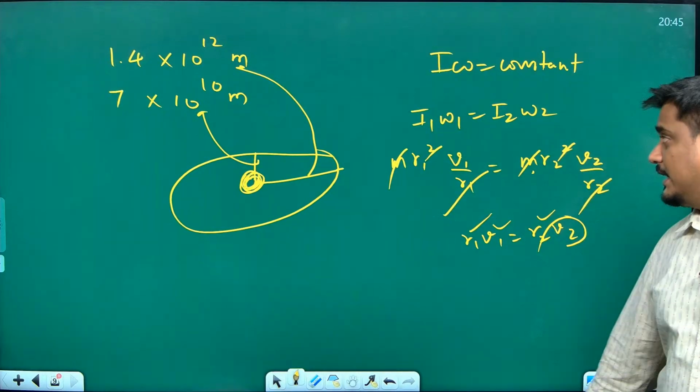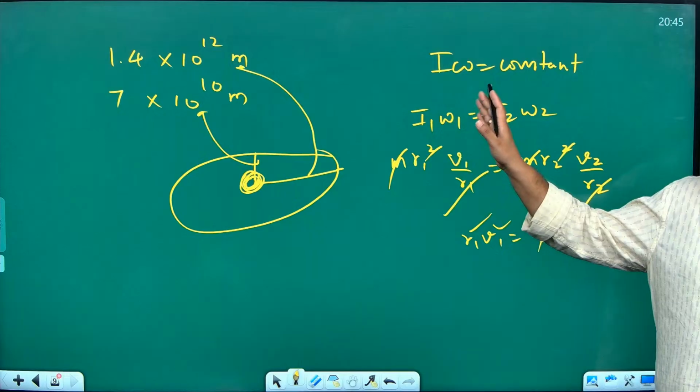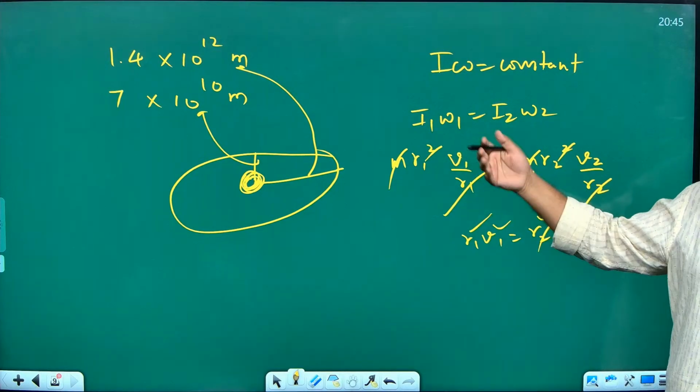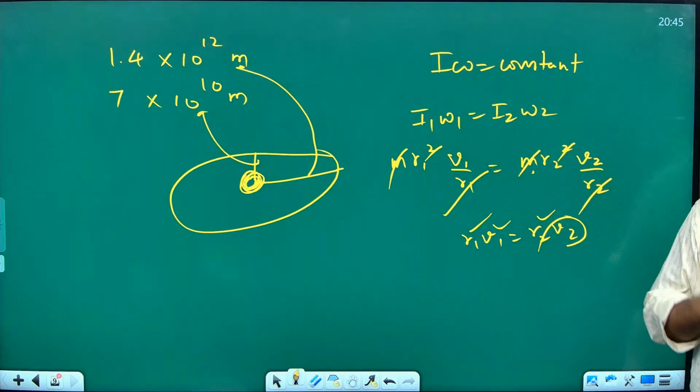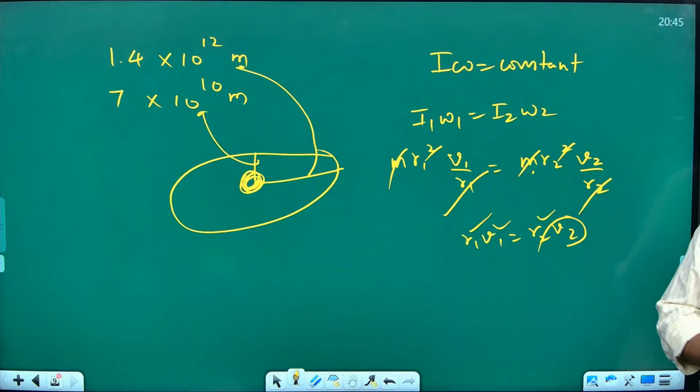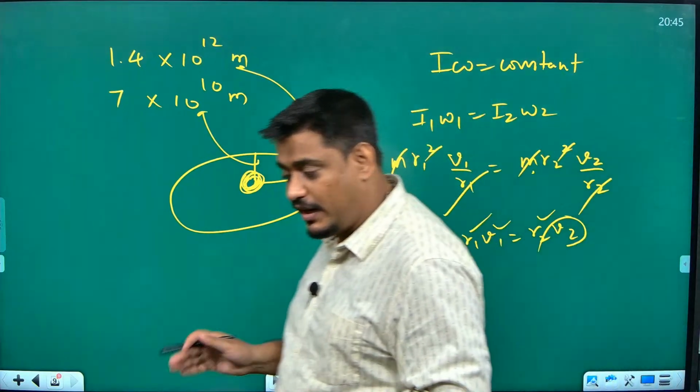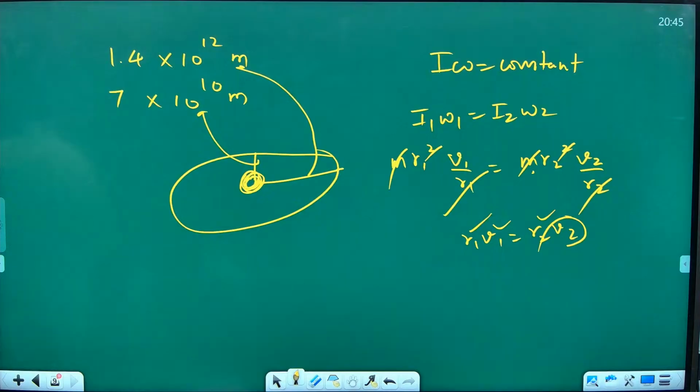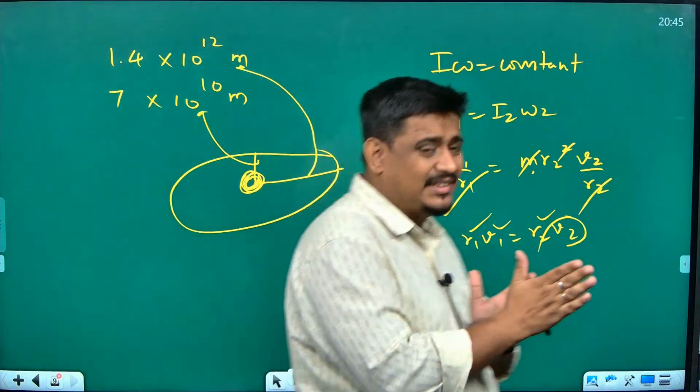So again, see, if you are not remembering that moment of inertia is mr square, if you are not remembering that omega is equal to V by r, these things will affect you badly in this chapter. There are so many formulas involved. Anything can be used anywhere. That is completely skill. Is it clear to you?